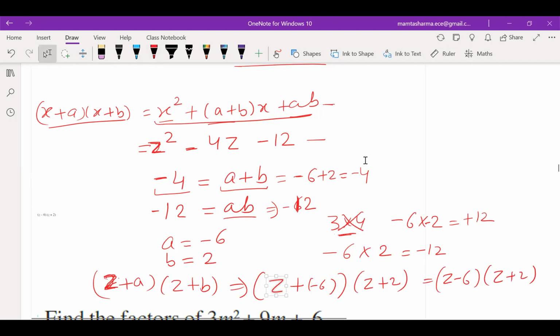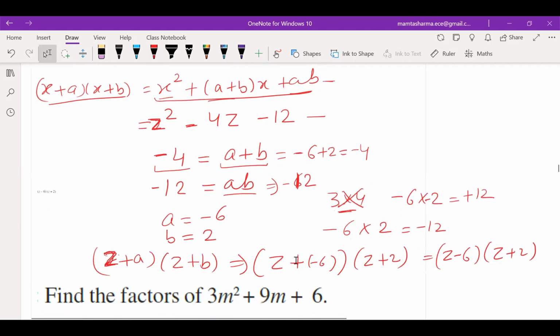Got it? Is this clear for everyone? Yes. Yeah. Nityashree, clear? Okay. Shubhra, clear? Tanvi.